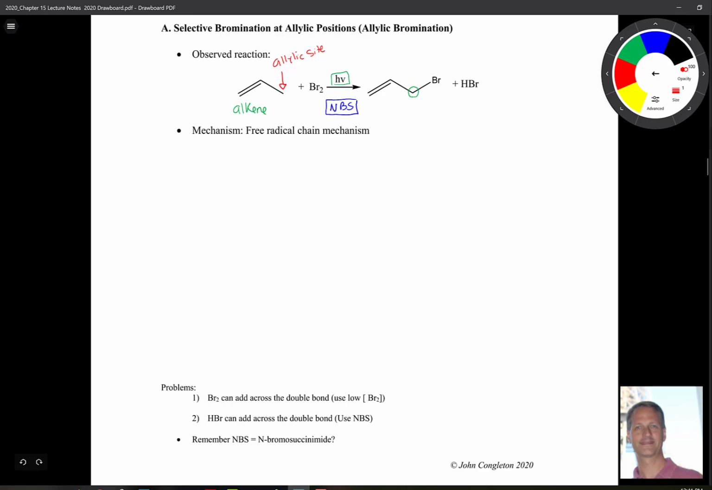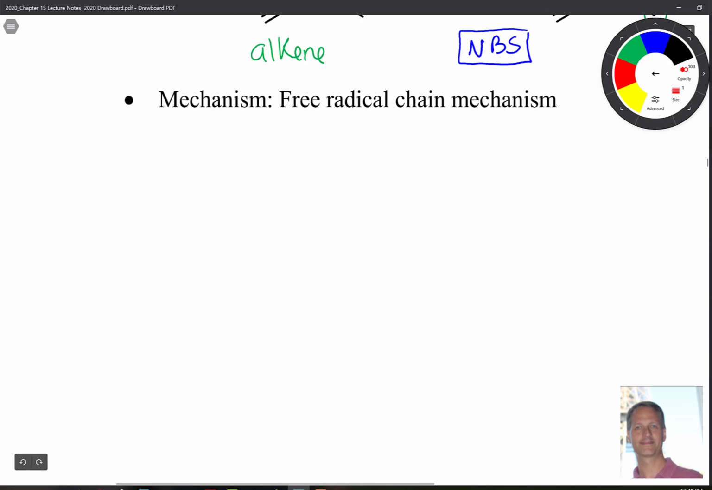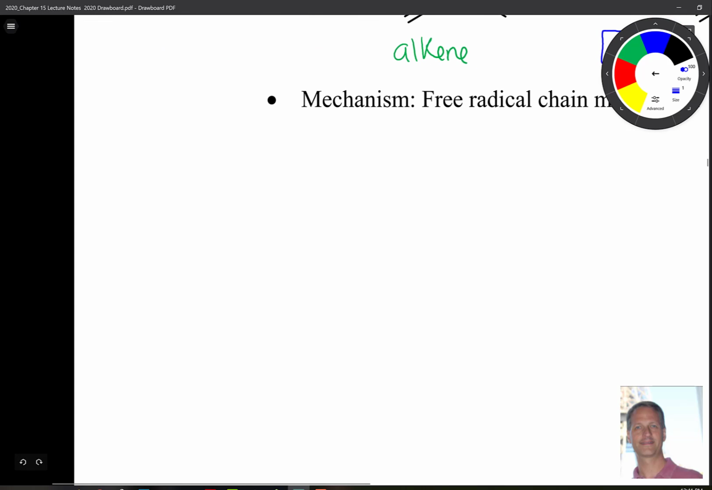Remember, there are three steps to free radical halogenation. That first step is initiation. So let's write that down here. First we have initiation. Initiation is going to take bromine with some light, and then we're going to do this. Remember the fish hook arrows? That will give us two bromine radicals.